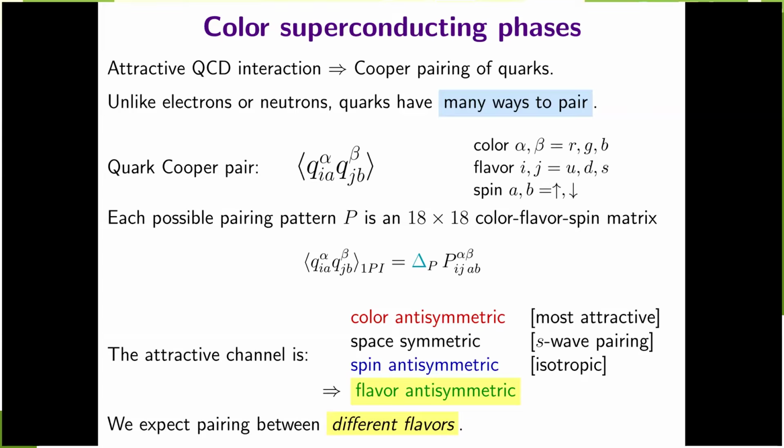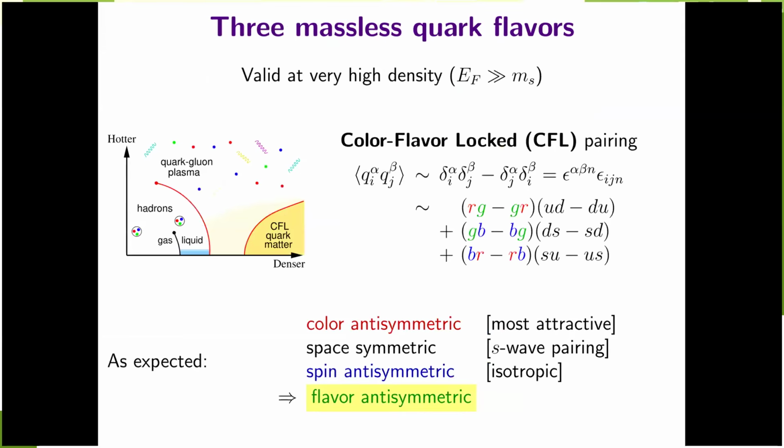Okay, so what we've learned here is there are many possibilities for Cooper pairing. Electrons are simple. Spin up, spin down, minus, spin singlet is generally how it goes, and there's nothing else to talk about, right? Only one possible channel. Here, there are many channels, and we have some idea about which one we expect to be favored, but there's still a lot of choice. So let's talk about how we try and sort out what the quark Cooper pairs are going to look like.